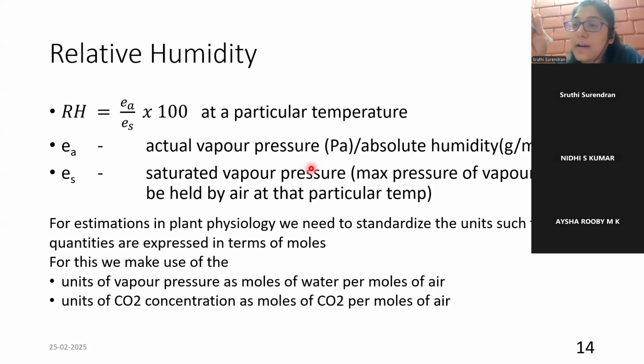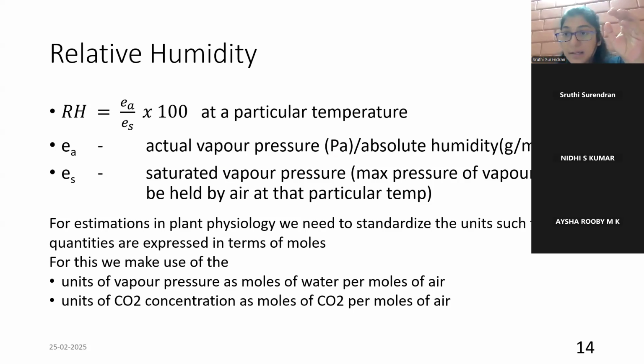So that is why in plant physiology, this quantity is expressed in terms of mole fraction, millimoles of water per moles of air, or micromole. In carbon dioxide, we express it in terms of micromoles of carbon dioxide within this many moles of air. So it is always expressed in terms of mole fraction, whether it is vapor pressure or carbon dioxide concentration. So let's focus on vapor pressure now.